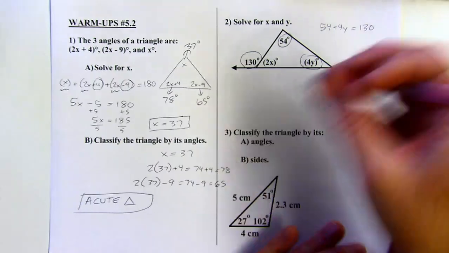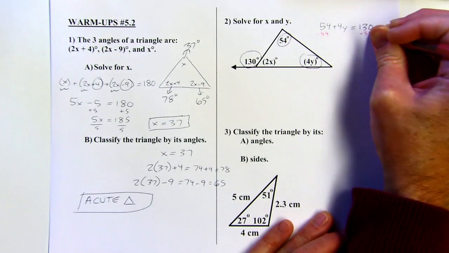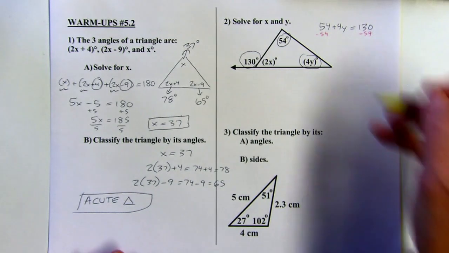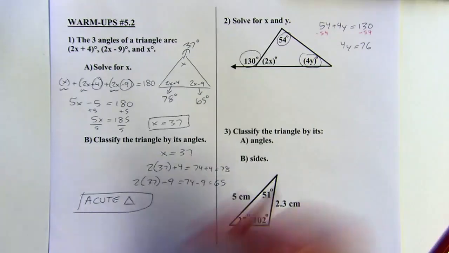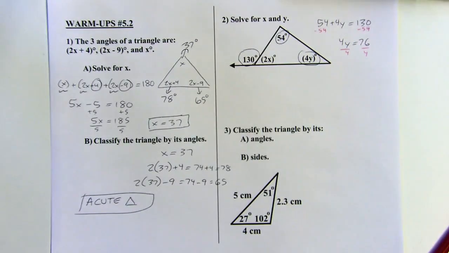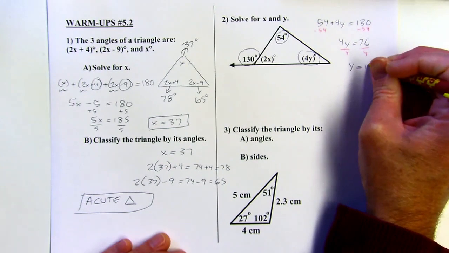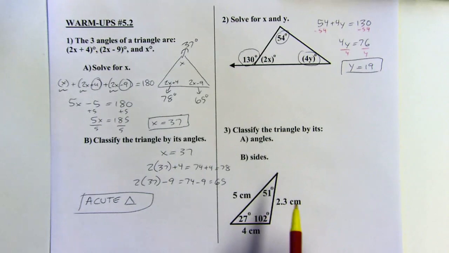Okay. So I'm using this method because that's kind of the new method from this section. But if you did it the other way, that works too. Okay, so I've got 4y equals 76 then. And then I'll divide by 4. And I've got 19 for y. Okay, so solving for x and y, hey, I've got the y there. All right.